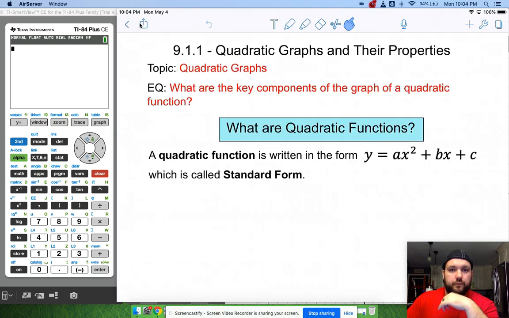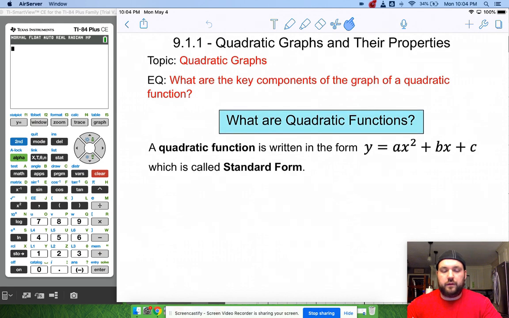Hello, hello. So, in this video, we're going to begin the topic, or the chapter, covering quadratic graphs and equations. We'll define what that is and what that means and how the graph changes. But this will be the final thing that we have to cover for intermediate algebra. So, kind of exciting.